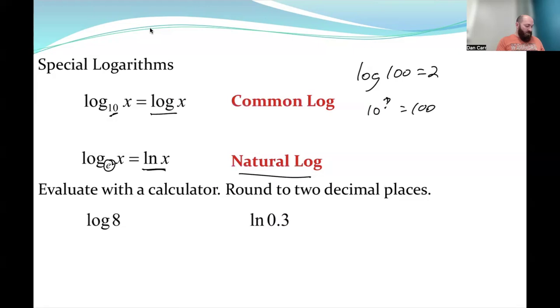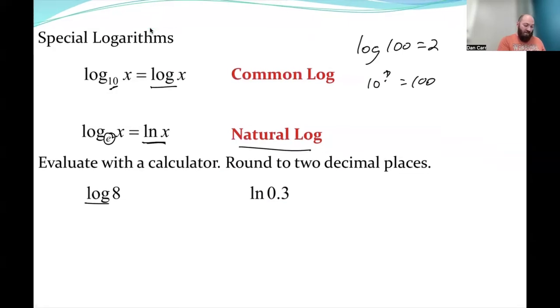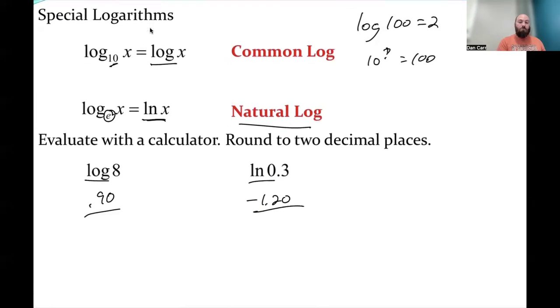Okay, so for our purposes, I just want to focus on making sure you can find these buttons here. So you want to evaluate it with the calculator. Just make sure you can try to find those logs. In a TI-84, you're going to hit math to get a bunch of these, but they should also show up on there. So I do log of 8. That gives me 0.90, rounded off to 2 decimal places. And then when I do the natural log of 0.3, that comes out to negative 1.20. Okay, so just make sure you can find that and do the same thing in your calculator.